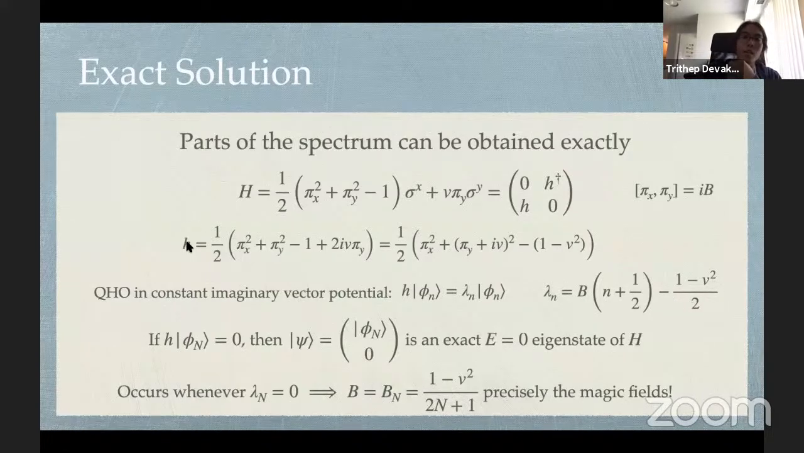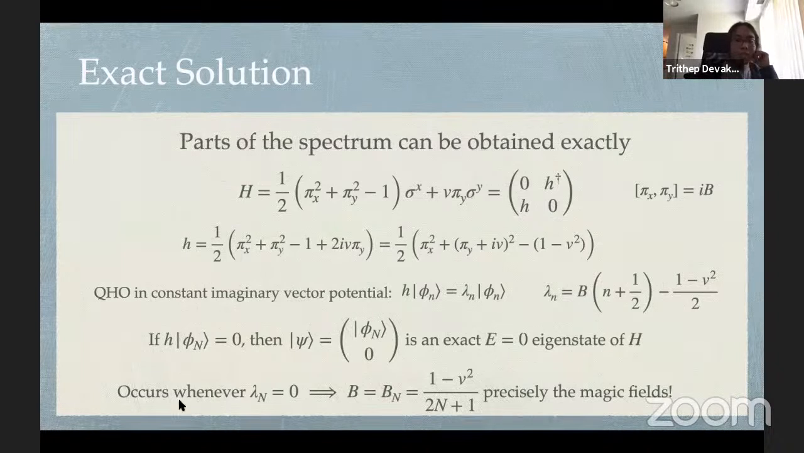Now, knowing the eigenstates and eigenvalues of little h doesn't immediately tell you the eigenvalues of big H, unless the eigenvalue is 0. So suppose that we have some eigenstate phi n of little h that is of eigenvalue 0. Then we can construct this eigenstate where you put this phi n on the top and it's 0 on the bottom, and you can plug this in. You act on this with H. This one just gets acted on by little h, and it becomes 0. So this state psi is an exact E equals 0 eigenstate of big H.